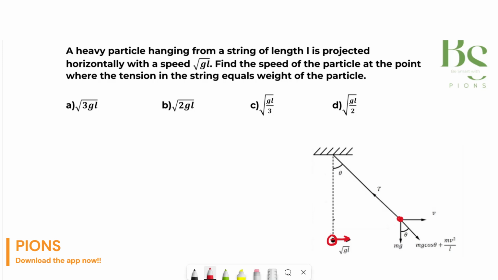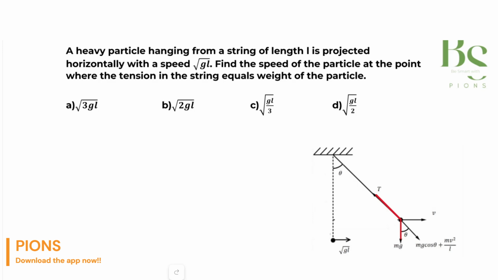What is the desired condition? The tension in the string is equal to the weight of the particle. So where is our tension in the string? Our tension in the string is this side, and weight is here, but mathematically they both are equal. So let's apply the condition. Before that, let's understand what is happening here.